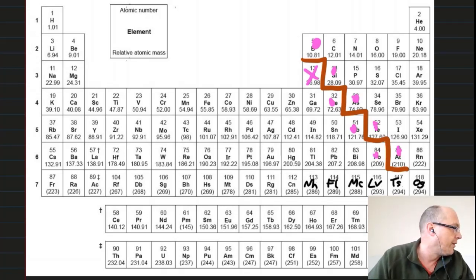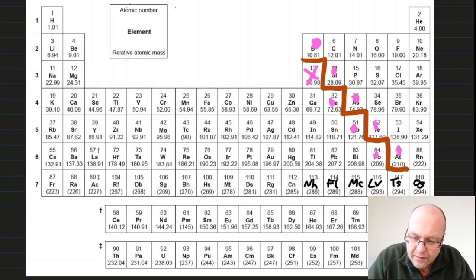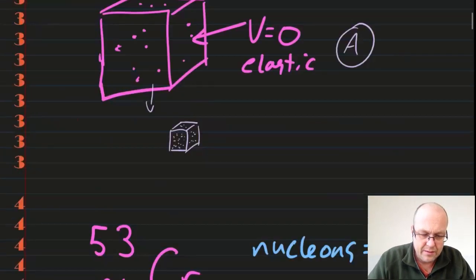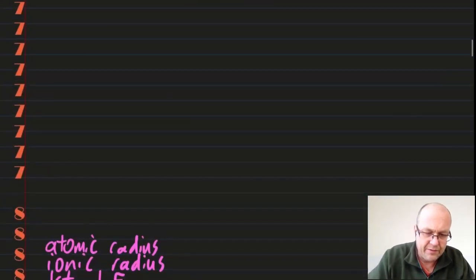So which one have we got? Is it arsenic? Yeah, arsenic is here. So arsenic, that's 7B. 7 is B.